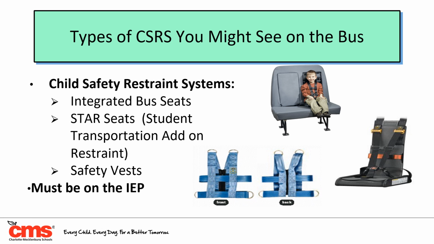The Safety Vest, a system used for students who inappropriately unbuckle themselves or for those who weigh over 90 pounds. Please remember that safety vests are safety vests, not harnesses. We do not want to tell our parents that we are going to harness their child. Of course, anytime we are going to use a restraint, it must be documented on the student's IEP under the accommodations section. Please work with the case manager to ensure this is in the student's IEP.